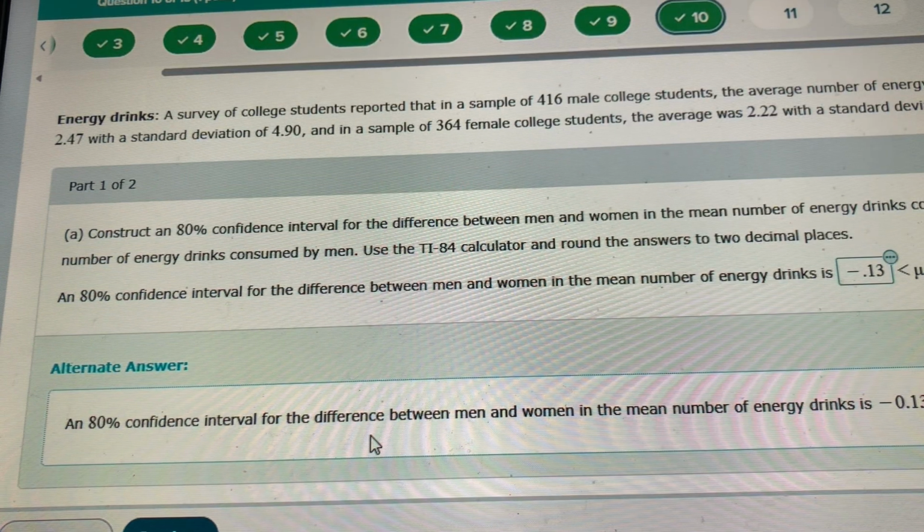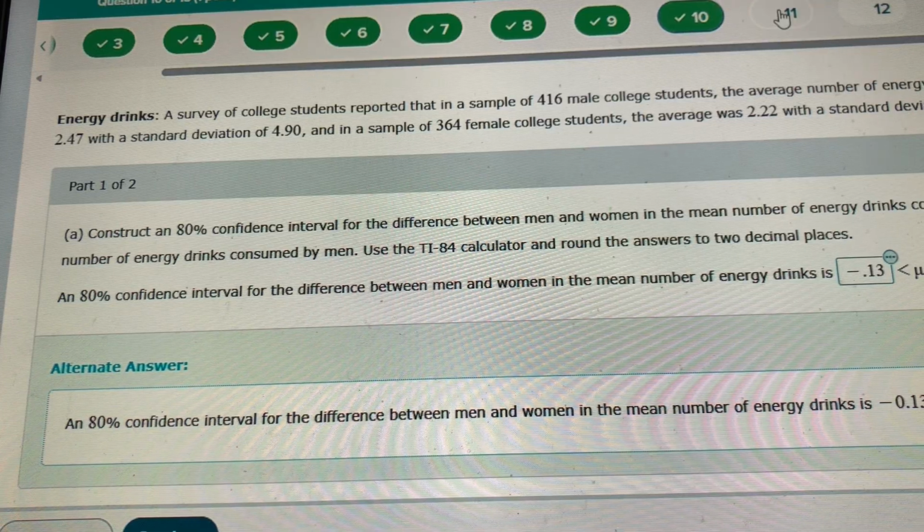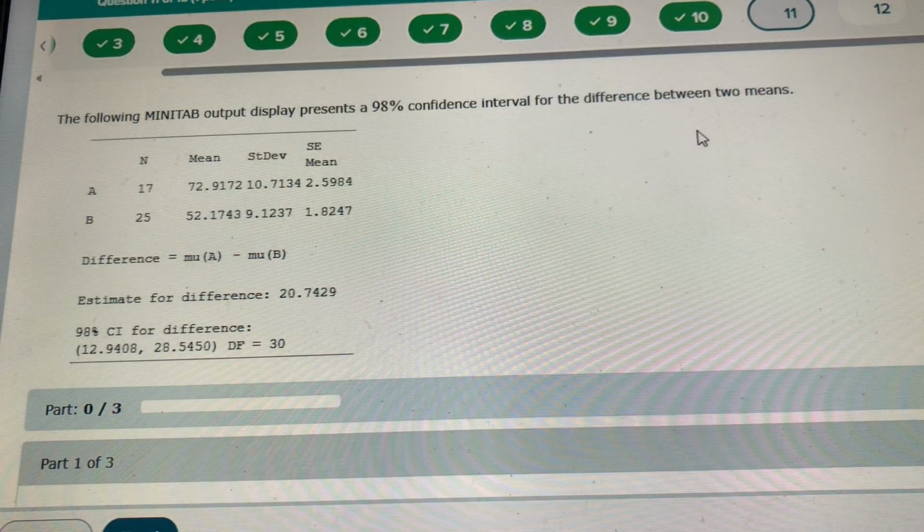So number 10, 9, and 8 were all these two-sample t intervals. After we did 7, 6, and 5 were all, I'm sorry, two-sample t-tests. Oh, they were the proportion ones. Okay.